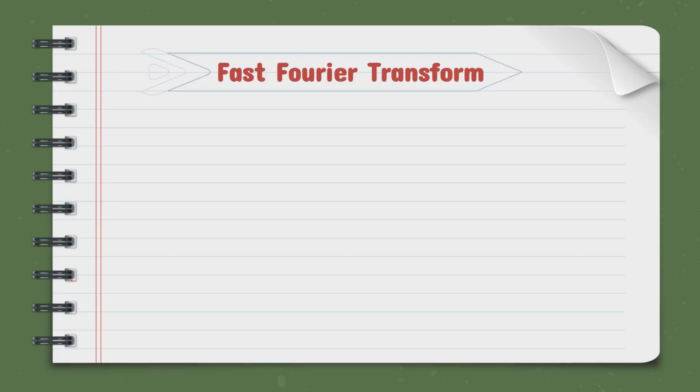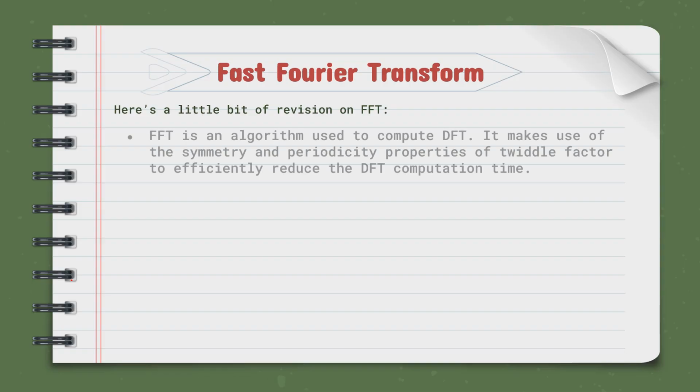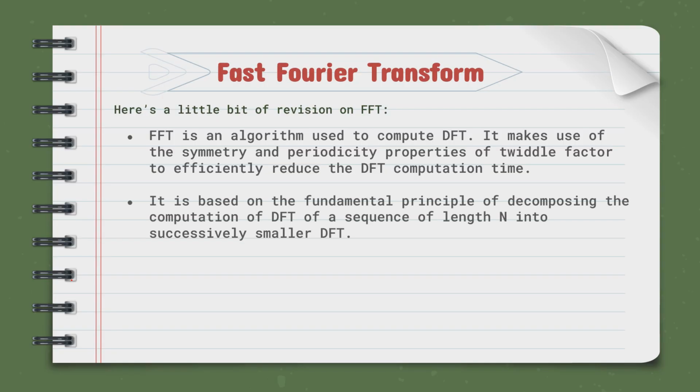So first of all, I'm going to touch a little bit on the intro. Let's have a little bit of recap on FFT. We all should already know that FFT is an algorithm used to compute the discrete Fourier transform, which provides speed increase factors. This algorithm was proposed by Cooley and Tukey back in 1965.